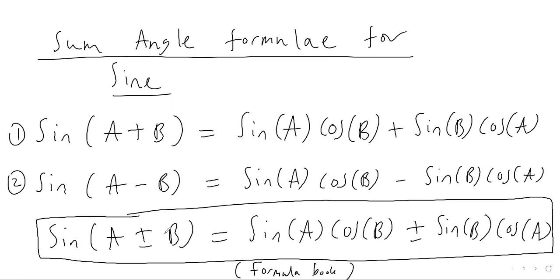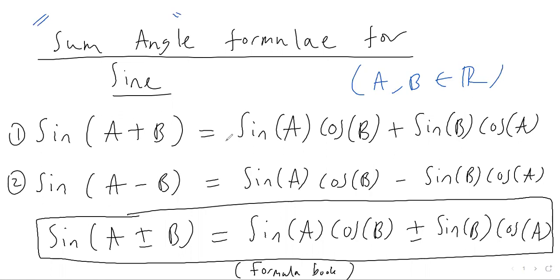Sine of A plus or minus B is equal to sine A times cos B plus or minus sine B cos A. If we extract two formulas from that, we get these two formulas here. So sine of A plus B, well, A and B are two angles, or two real numbers. You've got two angles that you're going to add together. That's why these are called sum angle formulae, because you're taking the sum of angles.